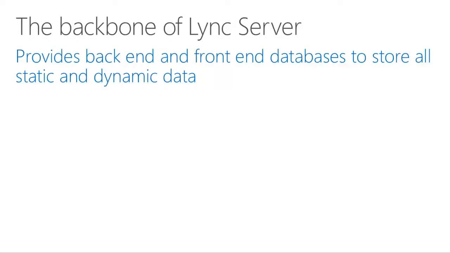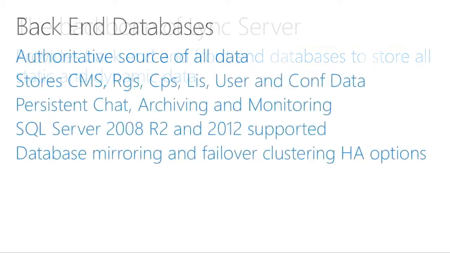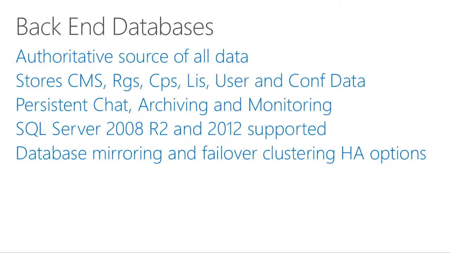So things like users' contact lists, information about their conferences, response group information, core park information, configuration, all these type of things are all stored within a SQL database. So they really are the heart and soul of the environment. The first one here is the back-end databases that sit on the back-end server. And they're really the authoritative source of all the data, so that if I lose servers, they can start up, look into that database and retrieve the user information.